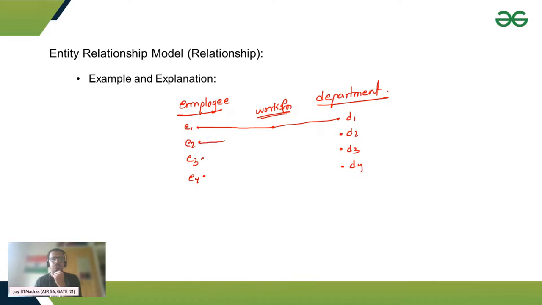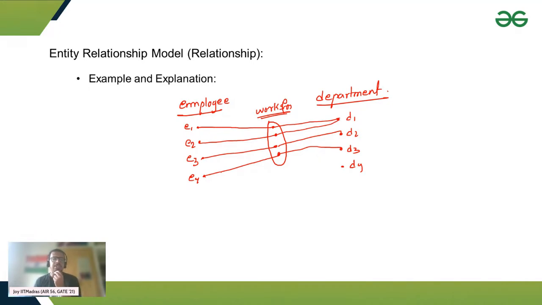Suppose again employee E2 is also working for D1. Now suppose E3 is working for D2. Then suppose E4 is also working for D3. So these are the relationships that are possible. This is one of the possible relationships that we can think of. So in this relationship, what are the key features that we can see from this diagram?